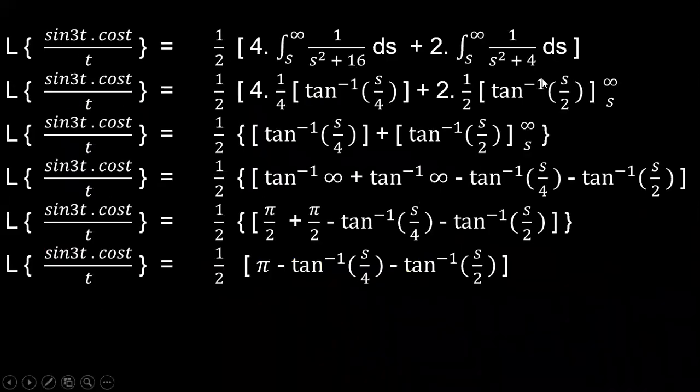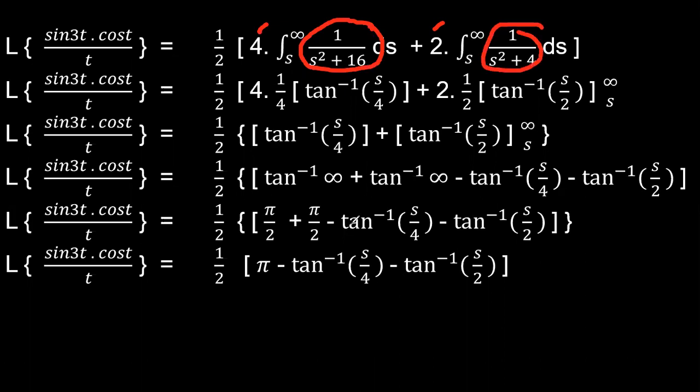So this is the problem. See here, I have taken 4 outside, here 2 outside, and I applied the formula for this and the formula for this, and finally what you will get? 4 into 1 by a tan inverse of s by a plus 2 into 1 by a tan inverse of s by a. The a value can be evaluated here. This 16 can be represented as 4 square, and this 4 can be represented as 2 square. Here the a values are 4 and 2. So this 4 gets cancelled, and this 2 will get cancelled.